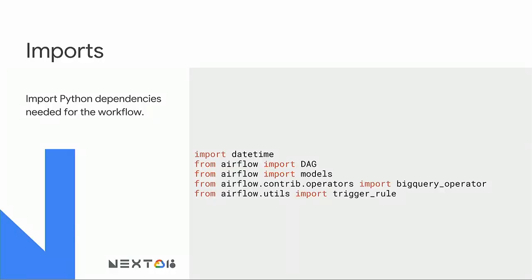Roughly speaking, there are about 5 steps for you to define a workflow in Airflow. The first thing is import. From the Airflow system, you import the DAG, which is the acronym for Directed Acyclic Graph, which is really another way of saying workflow. And then you import all the operators that you're going to use in the workflow. In this case, a BigQuery operator. And then there are also trigger rules, which allow you to specify the inter-task relationship.